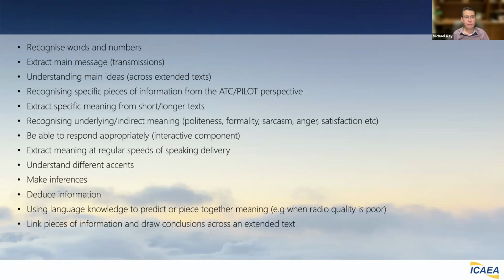And you see here, there's an example of what the construct, if you like, around aeronautical communication might be in a listening test. A lot going on, and it's a lot more than should be tackled just in a speaking context alone.